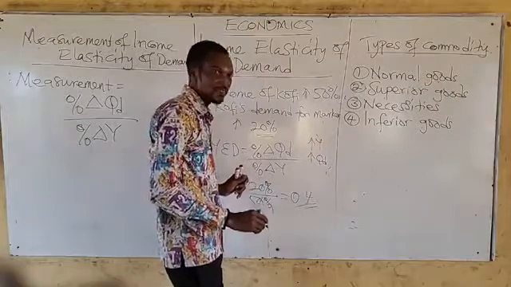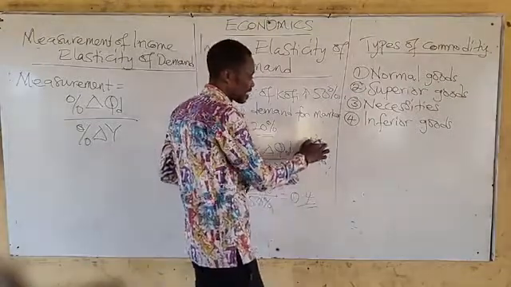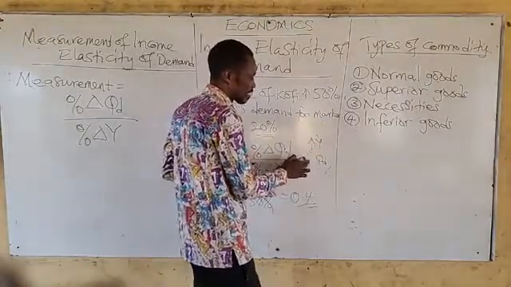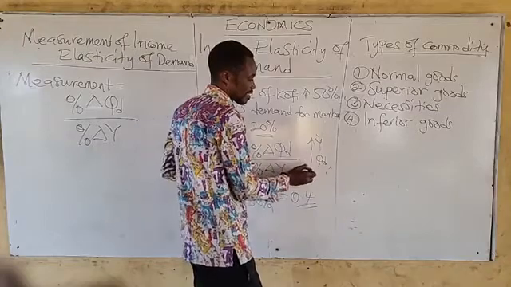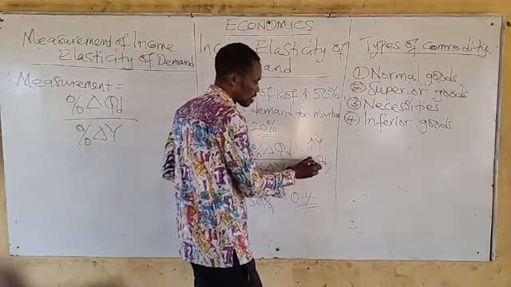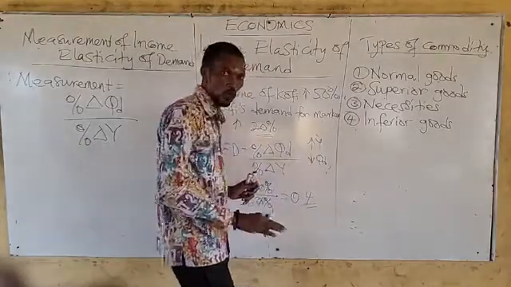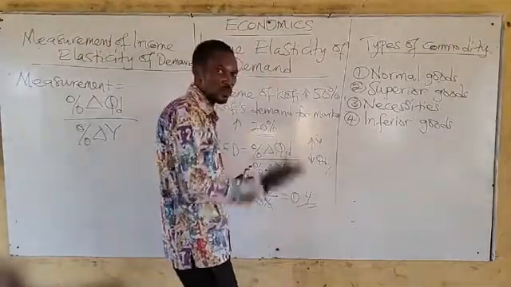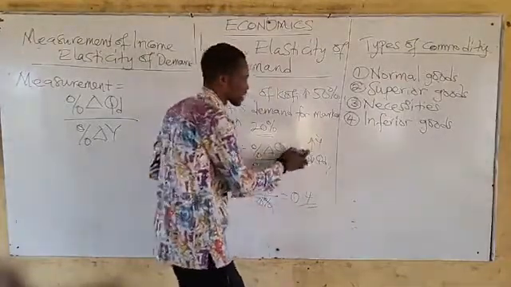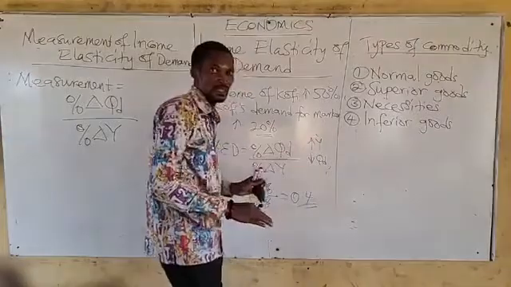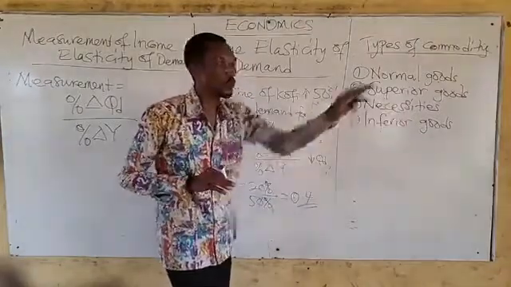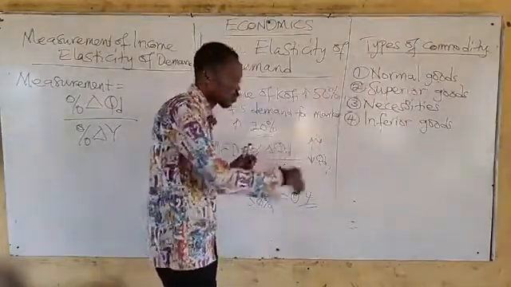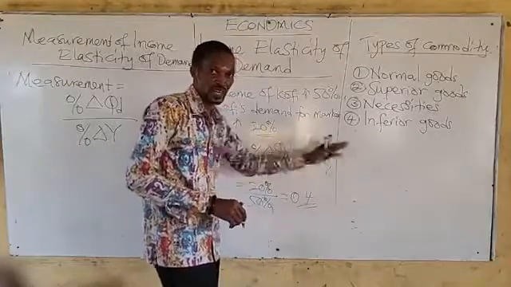However, if there is an increase in the income and the demand for the commodity decreases, i.e. it falls, it means that when you calculate it, your answer will be negative because this one has increased, this one has fallen. They are in the opposite direction. This one is going up, this one is going down. Your result will be negative. It will tell us another type of commodity.